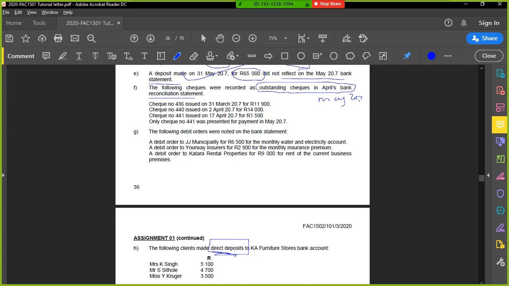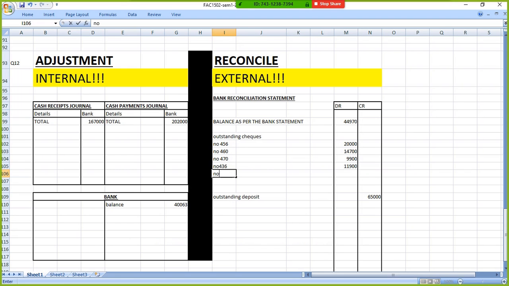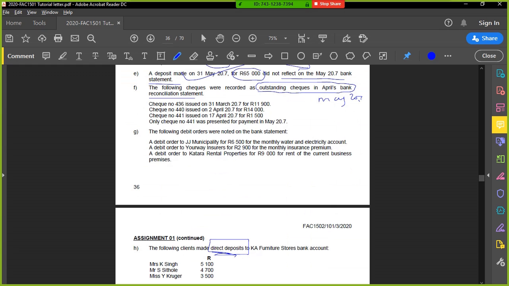Check number 440, issued on the 2nd of April. Same thing. Issued in April, outstanding in April, hasn't gone through yet, still outstanding in May. Make sense? Yes. 440, 14,000. Okay, check 441, issued on 17 April. Same thing again. For 1,500. Oh, but they've made a note here. Only check number 441 was presented for payment in May. See that? So that means that you tick. Right. Don't need to do anything.